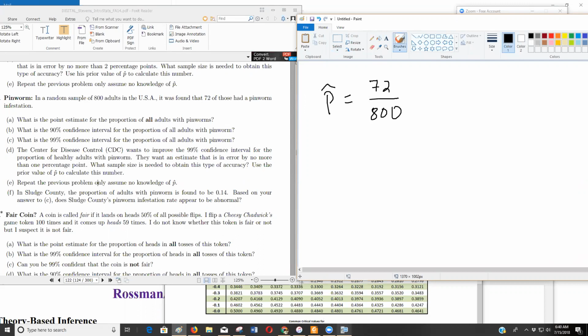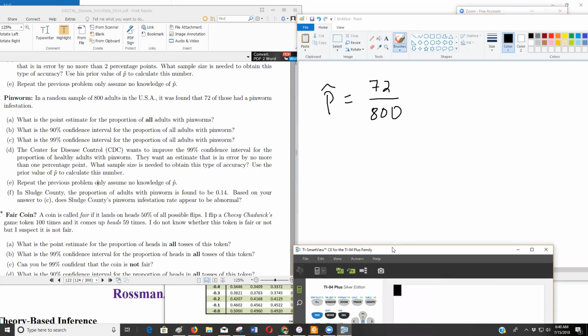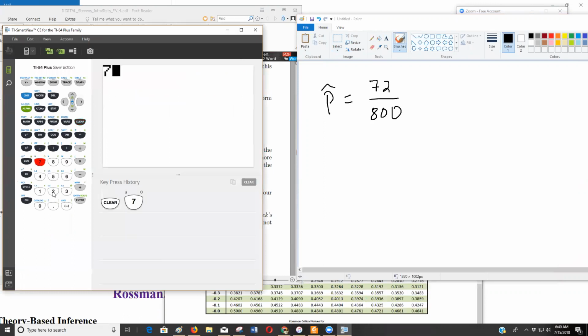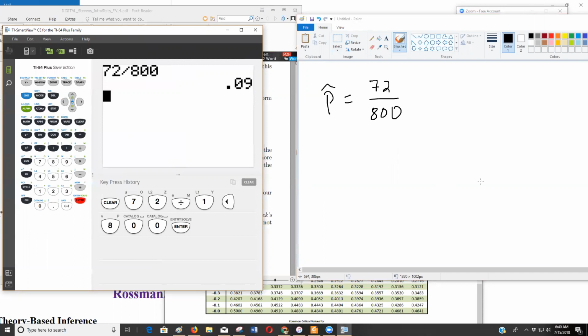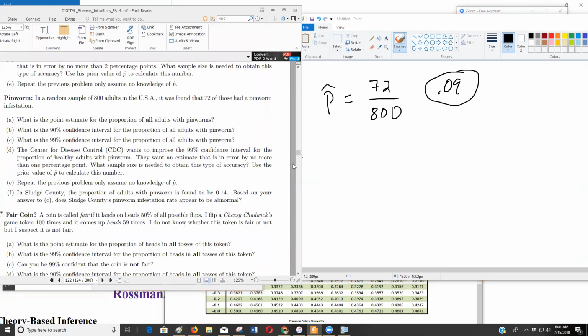So if I make that a decimal, let's see. What is 72 divided by 100? By 800, sorry. So 100 I could have done. Actually, I probably could do this in my head. Is it 9%? Yeah, 0.09. All right, and we can certainly write that as a percentage. We can also just write it, actually, I was going to do about equal to. It's exactly 9%. So that's 9% or 0.09. Okay, so that's about 9% of the people infected with pinworms based on the sample.